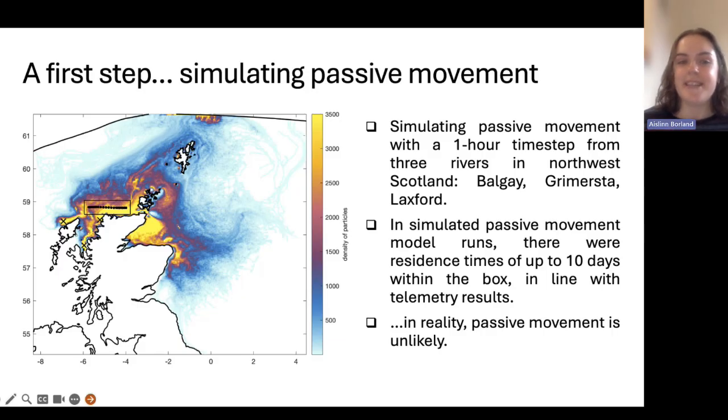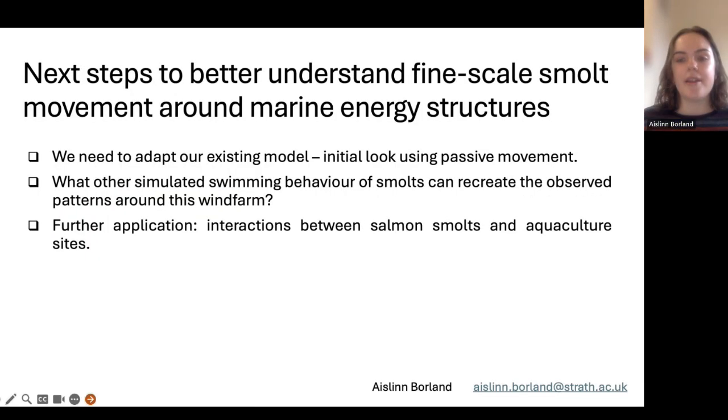However, in reality, passive movement of smolts is quite unlikely. We know that passive movement cannot guide them towards the Norwegian Sea for their entire migration, so they still need a bit of work. The next steps here are to improve our understanding of smolt movement around marine energy structures.